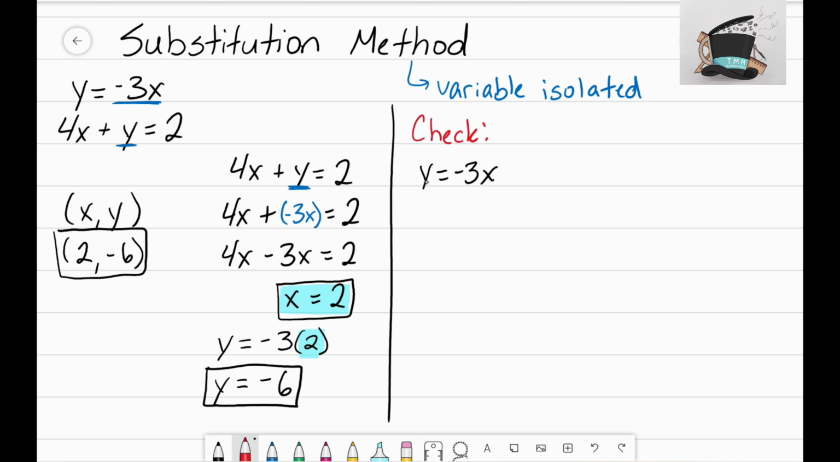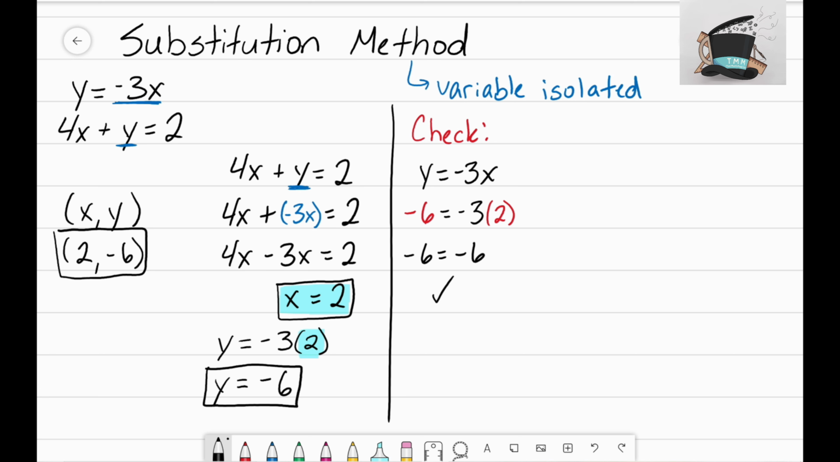So instead of writing y, I know that y equals negative 6. So I'm going to write negative 6 there. Equals negative 3 times my x, well my x is 2. And let's just go ahead and check and make sure that this still works. So I have negative 6 equals, and negative 3 times 2, that gives us negative 6. And negative 6 does equal negative 6, so this checks out. That lets me know that our solution works for our first equation.